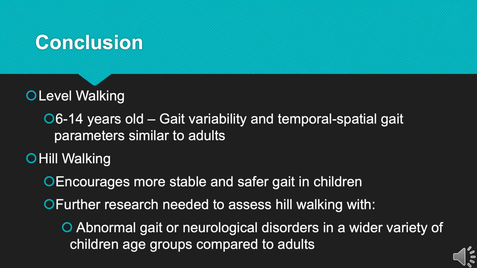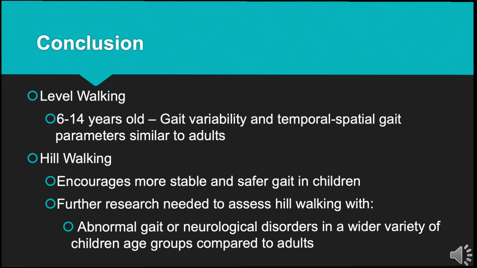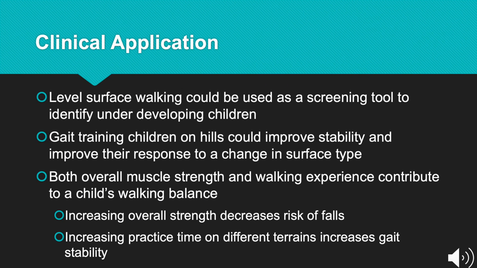In conclusion, previous research has shown that gait variability and temporal spatial gait parameters are similar to adults by the age of 6 to 14 years old. Hill walking can be used to encourage a more stable and a safer gait in children with gait training, and further research is needed to assess hill walking with individuals with abnormal gait or neurological disorders in a wider variety of children age groups compared to adults. This information could prove very useful in treatment of underdeveloping children.